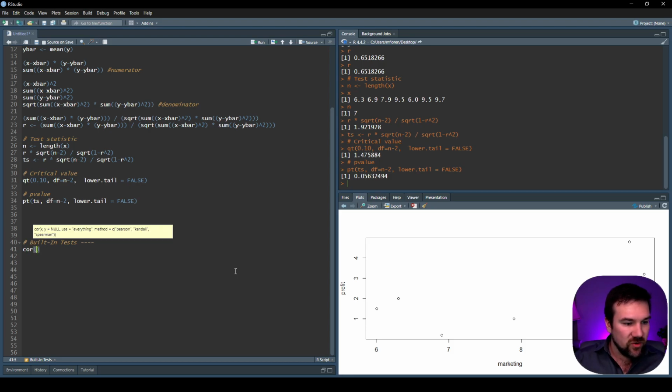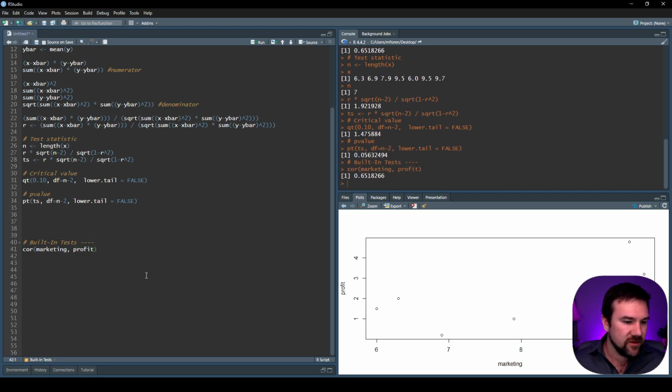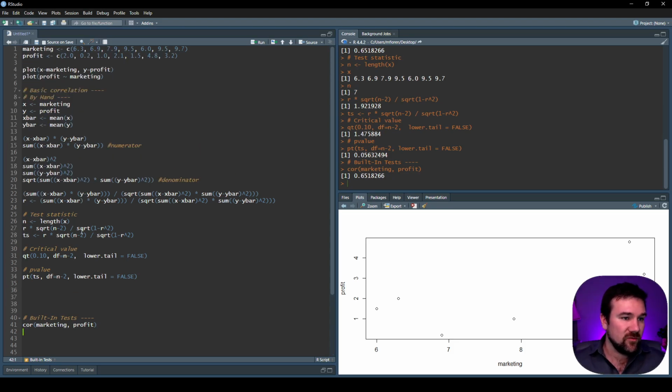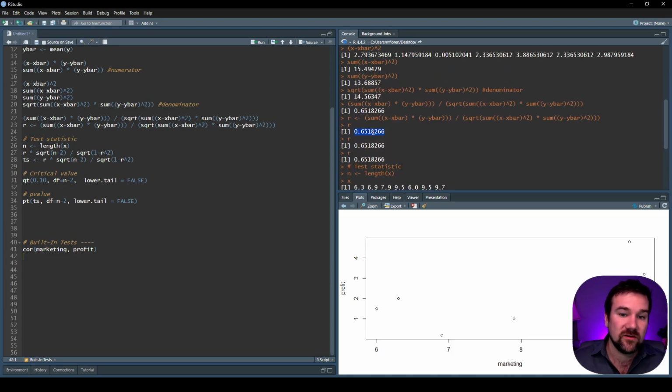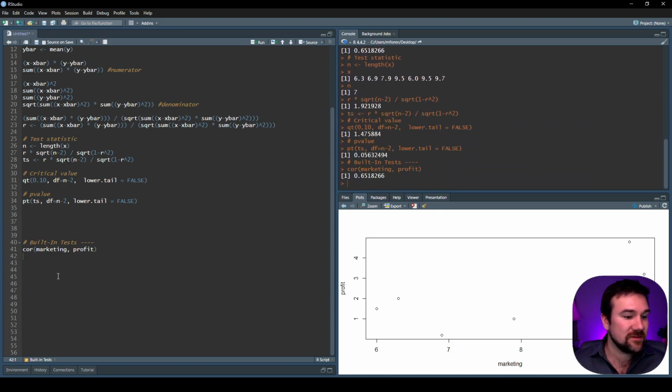So for me, I would do cor, and if I'm doing built-in, I would just hand it my original values. Could I give it X and Y? Absolutely. Again, they're the identical thing. But if I'm not doing the handwork, I don't need to retype X and Y a ton. I would just give this the actual values I'm talking about, the marketing and profit. And I can double check my work here, which I'm actually excited to do. I didn't double check this before I recorded this video. But yes, it looks like the correlation is what we calculated in our correlation calculation. So that's good.